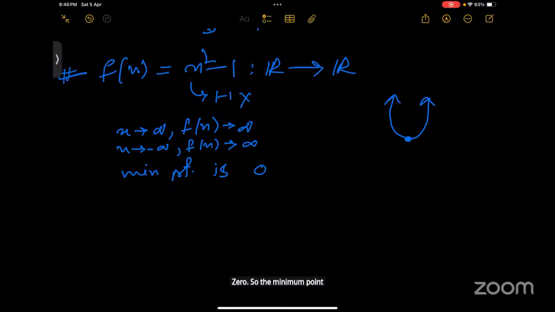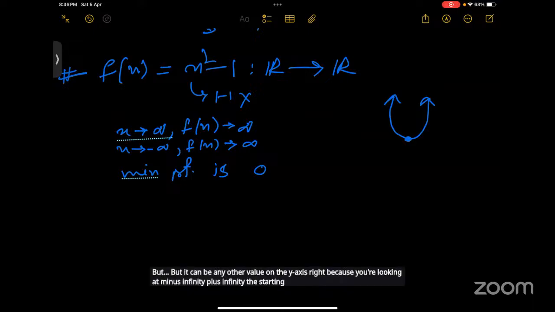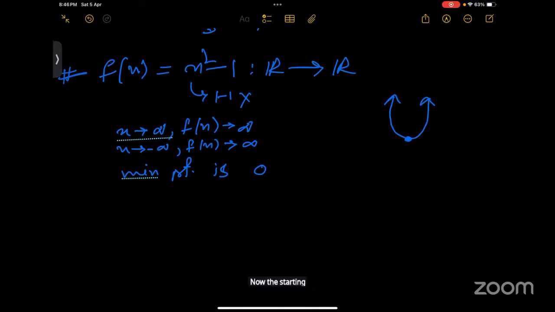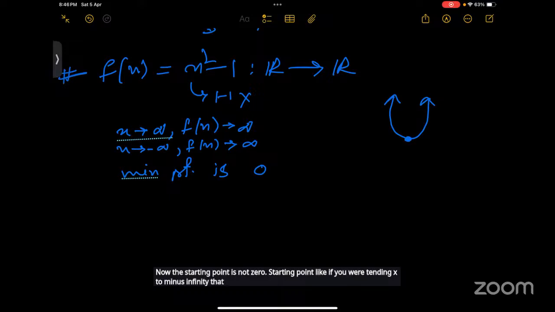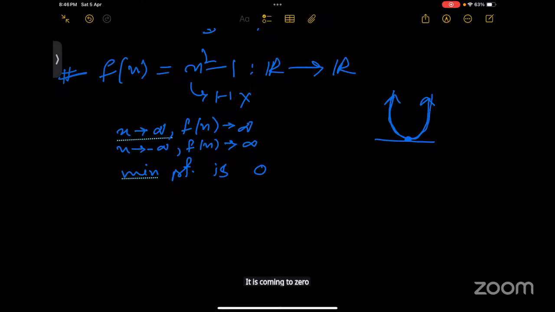Yes, but it can be any other value on the y-axis, right? Because you are looking at minus infinity to plus infinity. The starting point can be 0. I mean, it can be 0, but it can be any other value also. No, the starting point is not 0. If you are tending x to minus infinity, that is the starting point, which is something near infinity. So it is the figure, no? Starting point is somewhere here. Then it is coming to 0. Then it is again going to the upward direction. So you have to find the minimum and maximum value.